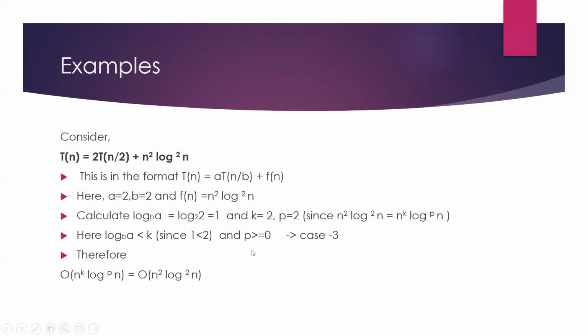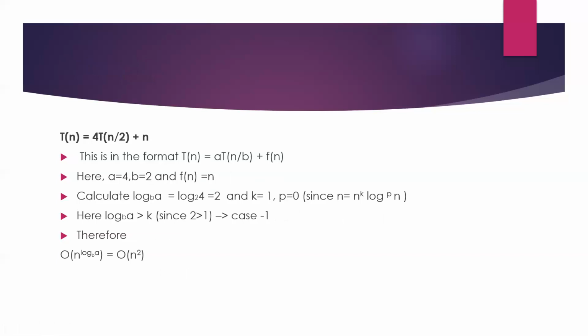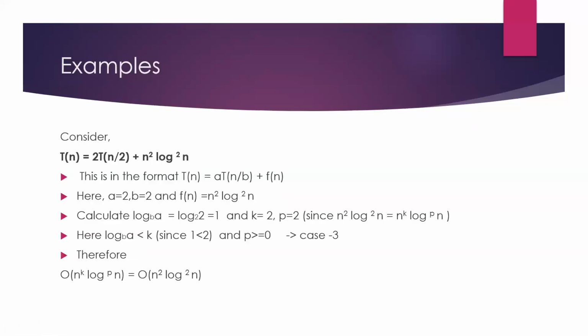Again we are checking the p value. The p value is 2, which is greater than or equal to 0. So here we are going to take it as O of n power k log p to the base n. So that is going to be equal to O of n power k, the k value is 2, so O of n square log square n. So the first example that we have seen comes under case 3.